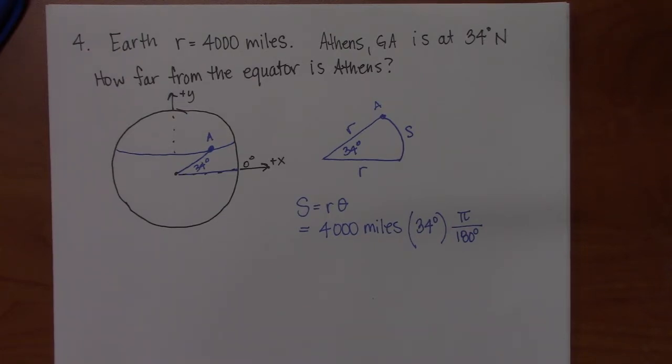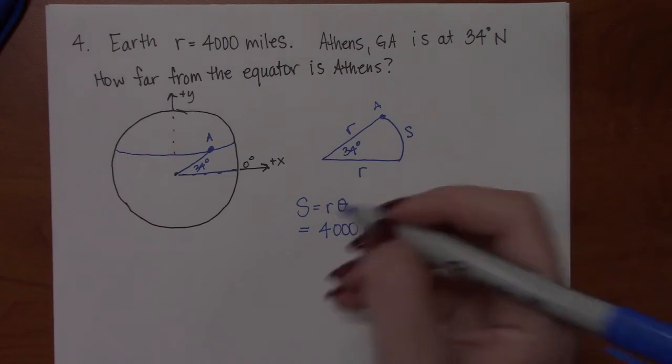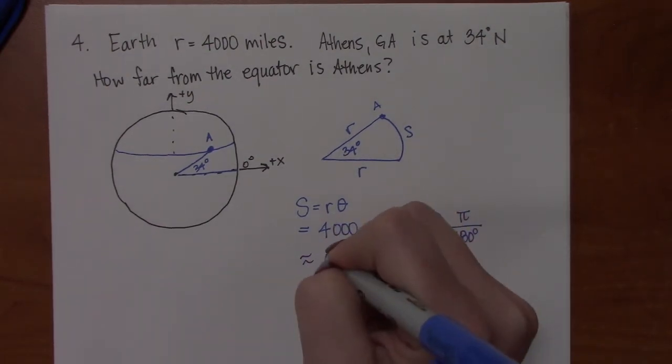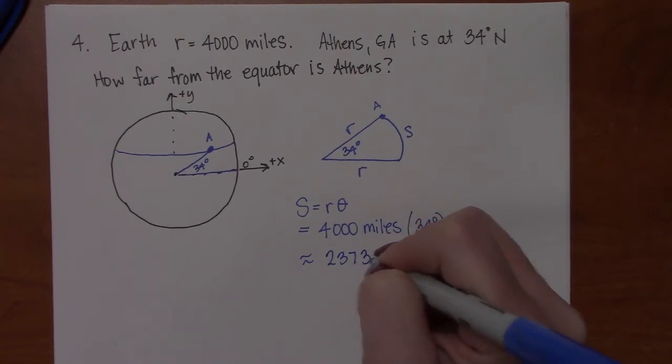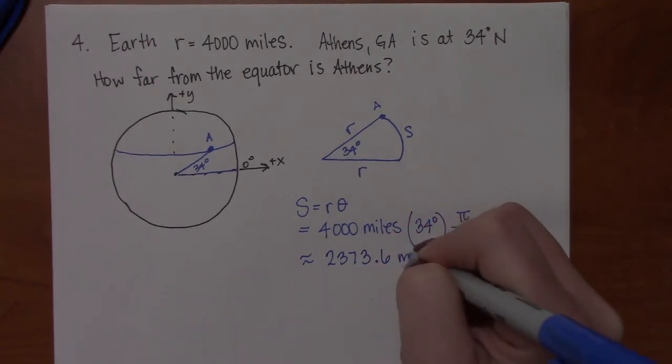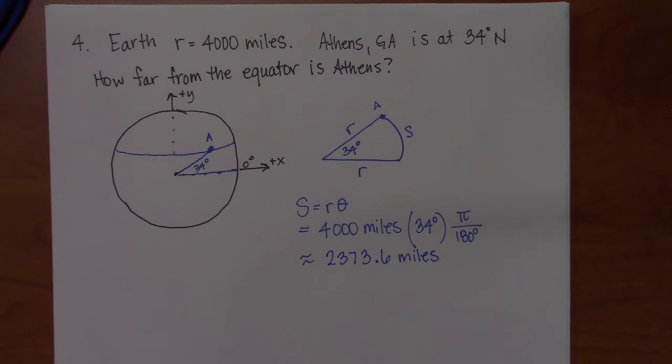So if I actually type this into my calculator, and you guys all should have a pi button on your calculator too, which is nice. Don't ever just use 3.14. We get that Athens is approximately 2,373.6 miles from the equator.